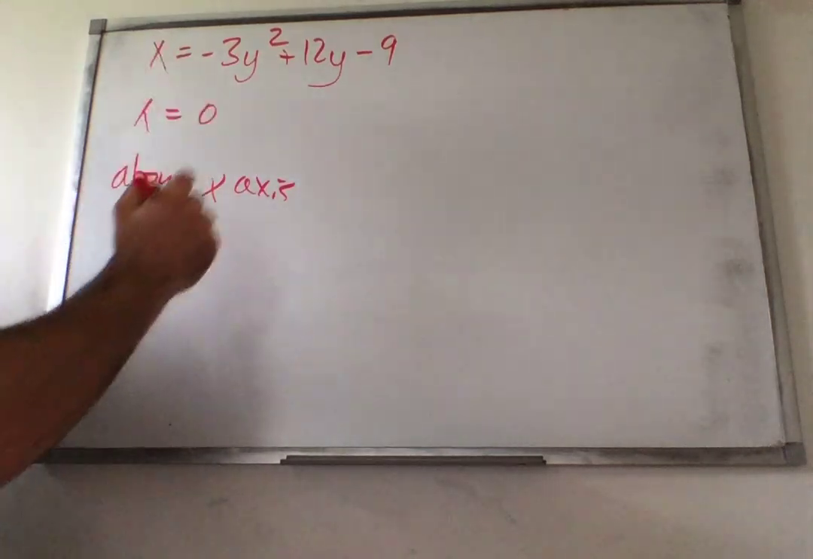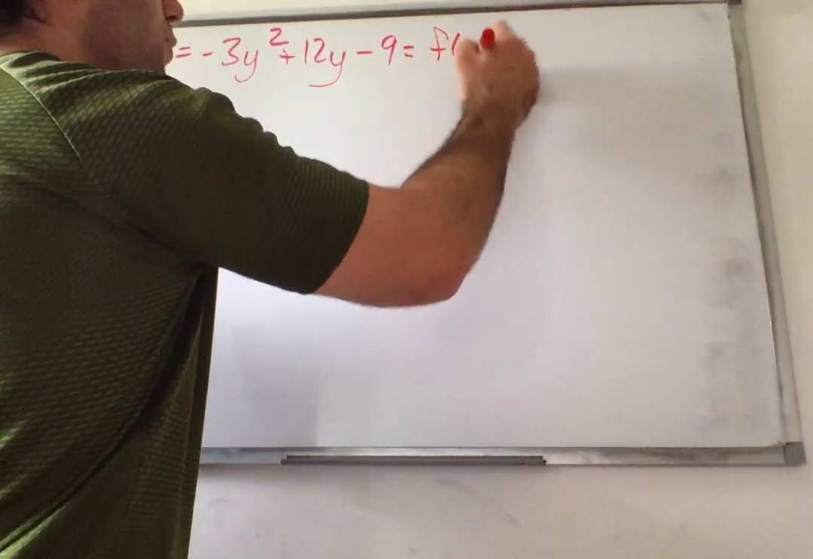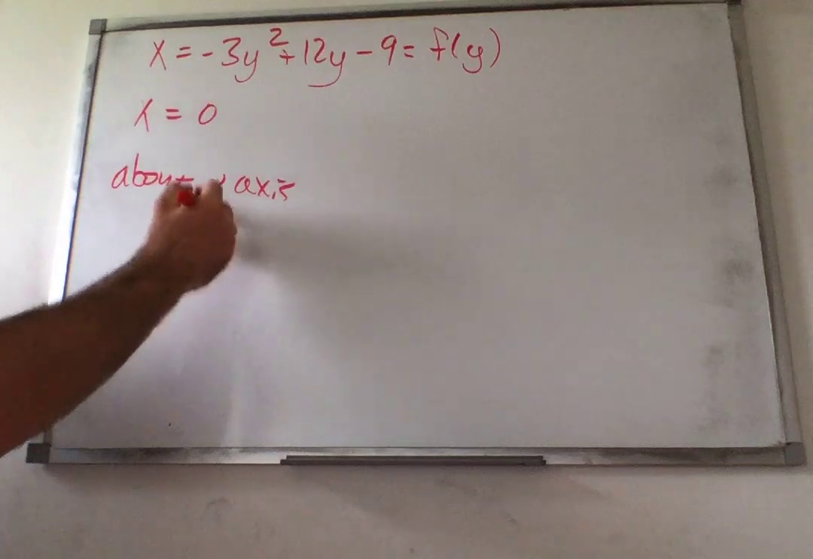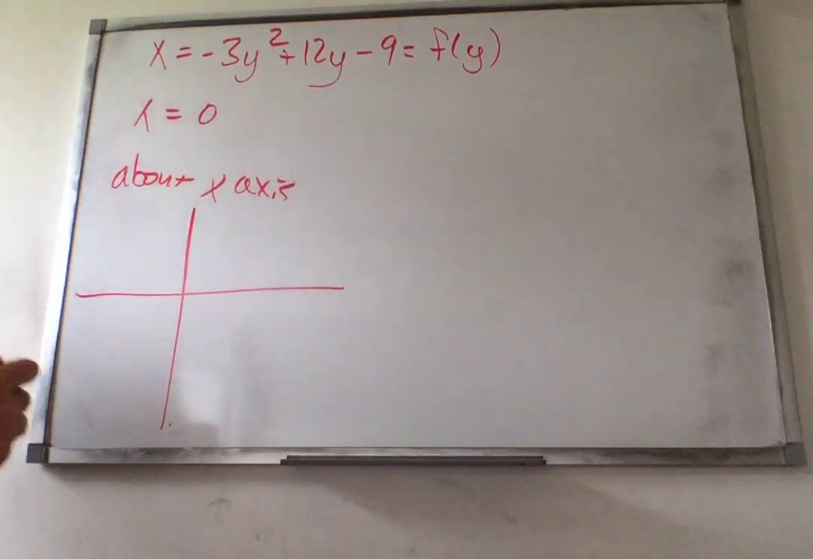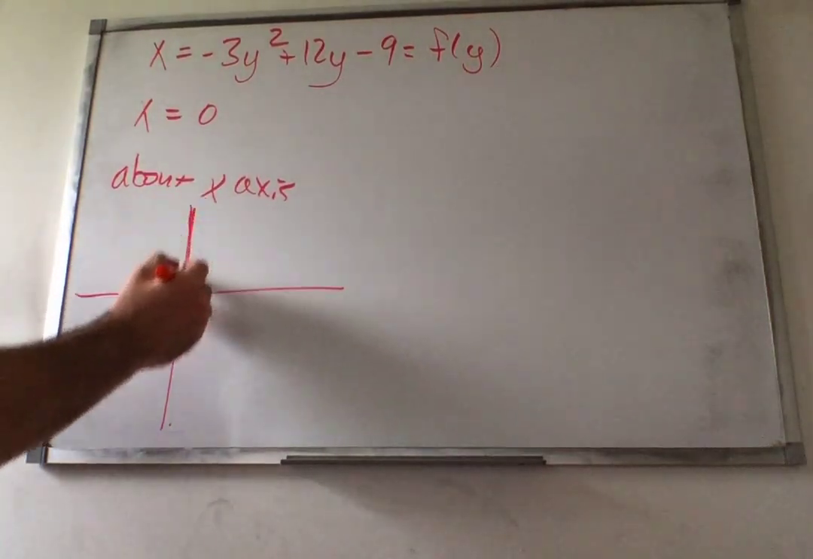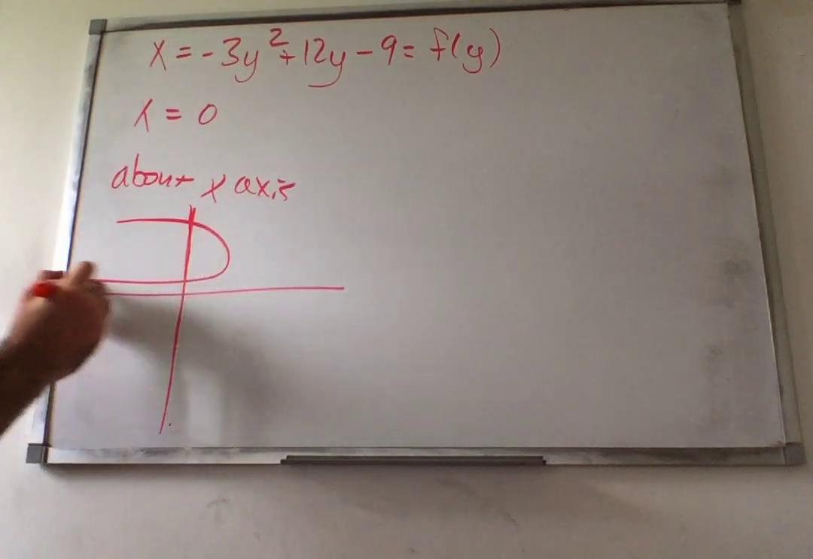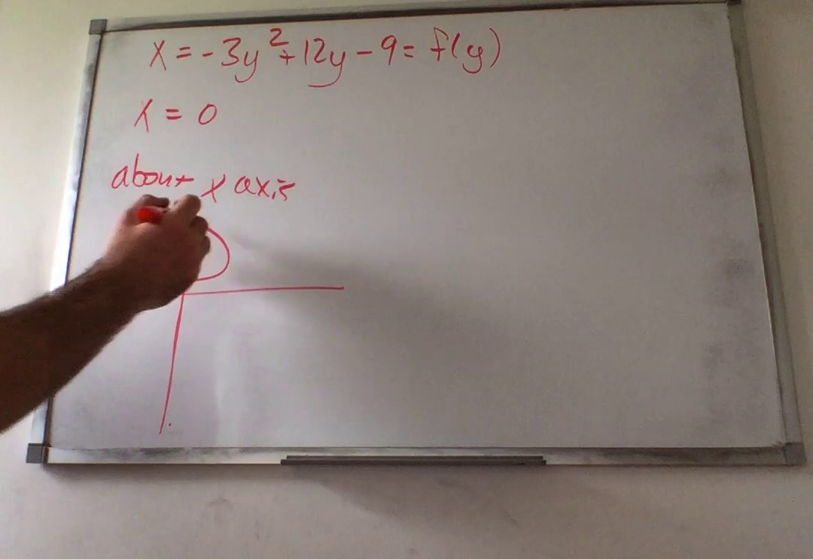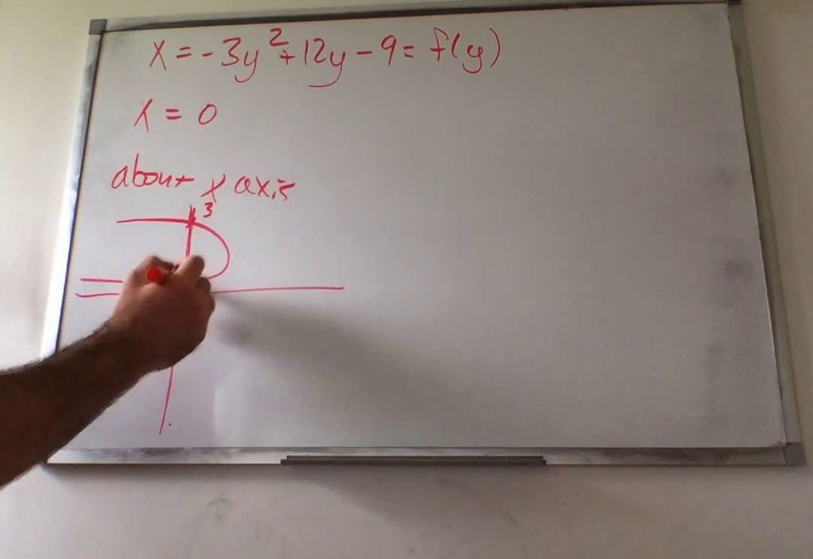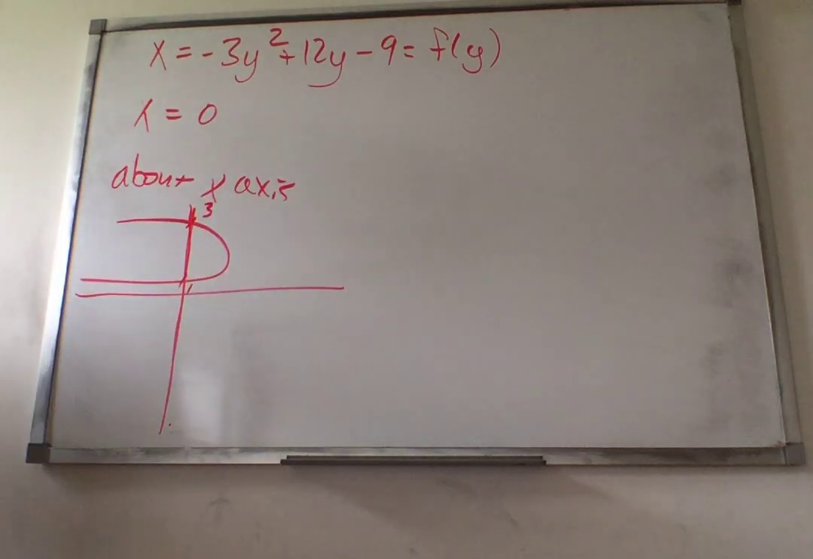Alright, so this is a function of y. Let's go ahead and give this a quick sketch. x equals 0 is right here. This is a negative parabola, and it goes something like that. Now, if you were to solve where it crosses the y-axis, it crosses at 1 and 3.